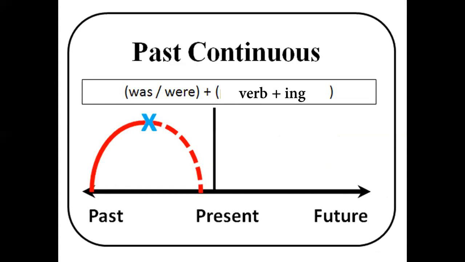All right. So when we talk about the form of the past continuous tense, we can say that the verb consists of was or were plus the verb plus ing.